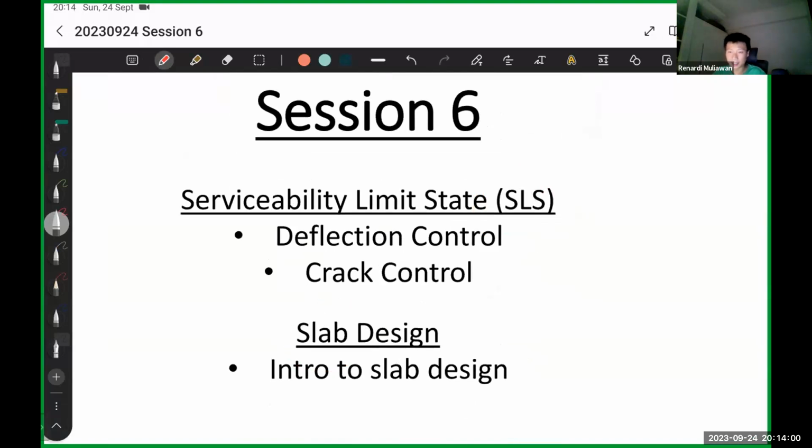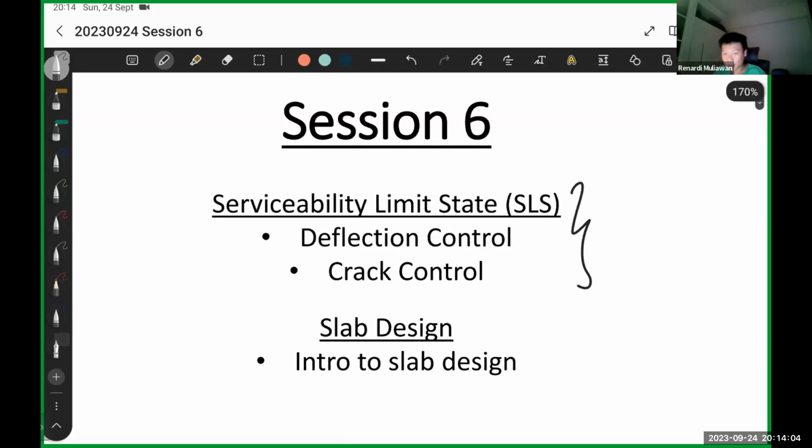But the slab design is just the intro. There's nothing much, because I want to focus on this. Even this is a little bit tiny. That's why I added the slab here. Just the intro.